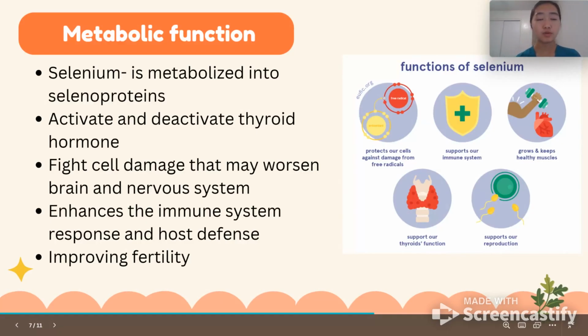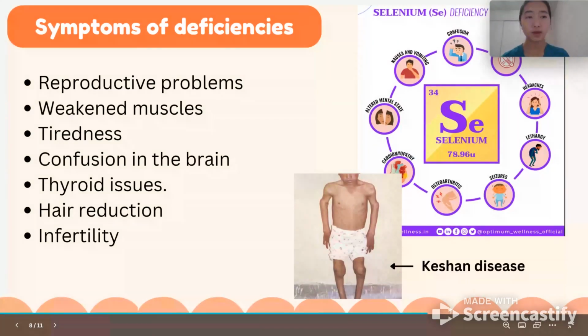And last, improving fertility. Symptoms of deficiency for selenium are reproductive problems, weakened muscle, tiredness, confusion in the brain, thyroid issues, hair reduction, and infertility. Selenium deficiency can also cause a disease known as Keshan disease. This disease is related to the heart muscle.